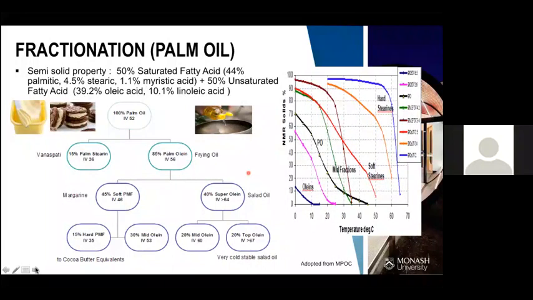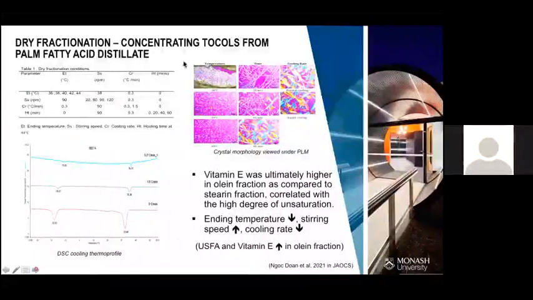We actually use the dry fractionation process to concentrate the tocopherols and tocotrienols from a byproduct of the refining process known as palm fatty acid distillate. This is a byproduct that is distilled out during the deodorization process, and it contains a high amount of these phytonutrients. So we try to concentrate the phytonutrients from this palm fatty acid distillate. What we do is study the fundamentals of dry fractionation conditions.